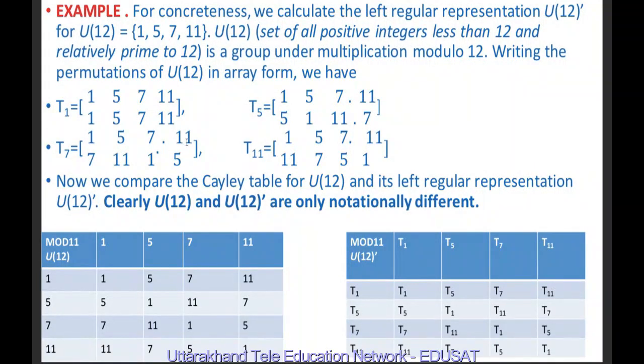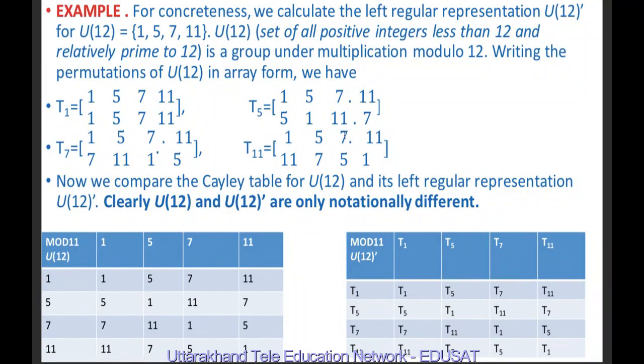7 star 11 means 77. If you divide 77 by 12, 12 sixes are 72, and 77 minus 72 is 5. So I have written 5 here. So the elements of the second row are 7, 11, 1 and 5. Now we will operate the elements of the first row with 11. 11 star 1 is 11. 11 star 5 is 55. If we divide 55 by 12, 12 fours are 48, the remainder is 7. So I have written 7 here.